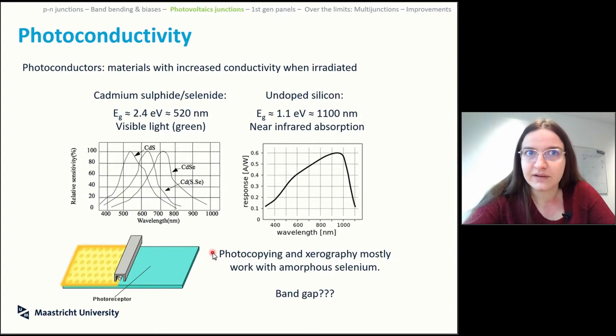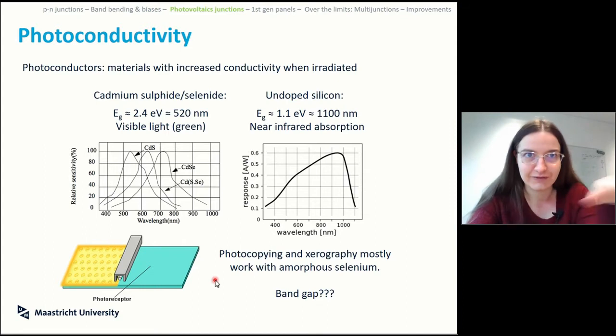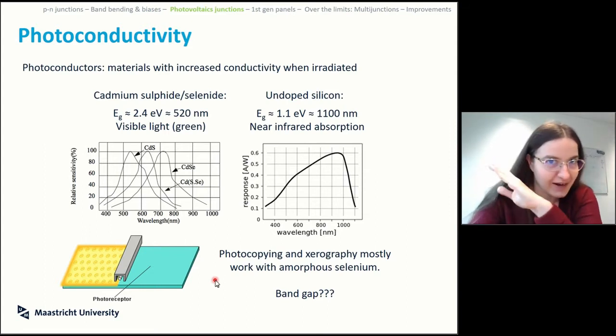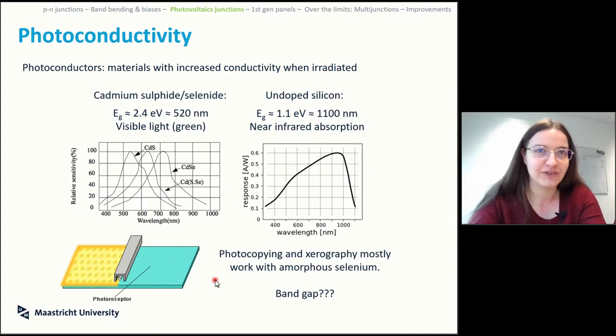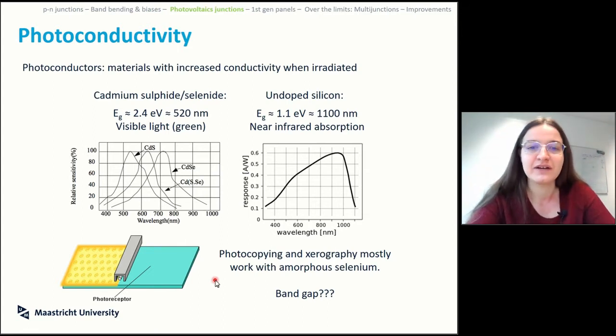Note that a lot of nice technological stuff like photocopying is based on the fact that you increase the conductivity and you create carriers if you pass light through something. So you know, when you activate a photocopier, you have this light that passes through first of all, and then it goes on the other side. This is exactly what you are trying to do there. But photocopying and xerography is mostly done with amorphous selenium.